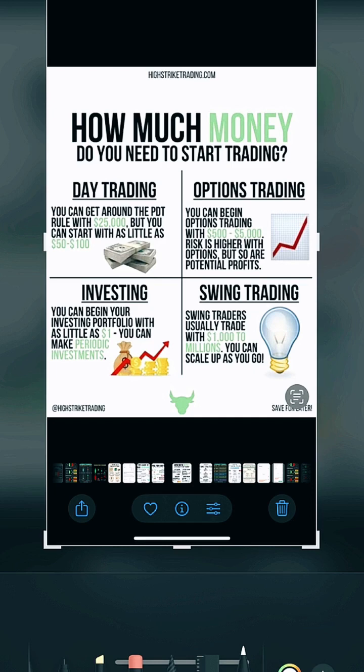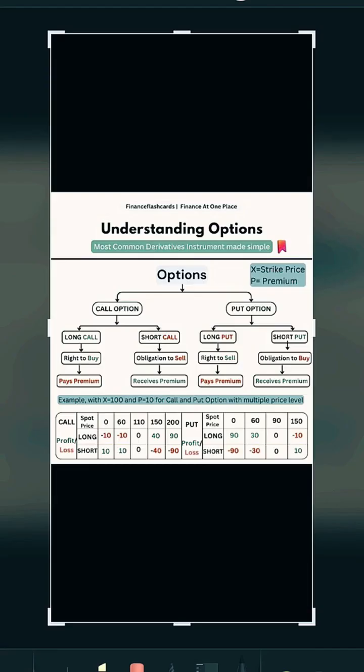So you can make periodic investments over time. You don't have to invest it all at one time. Swing trading is also in the lines of options trading, but swing traders usually trade with 1,000 to millions. You can scale up as you go. That's right. So I want you guys to keep that in mind when you get started.